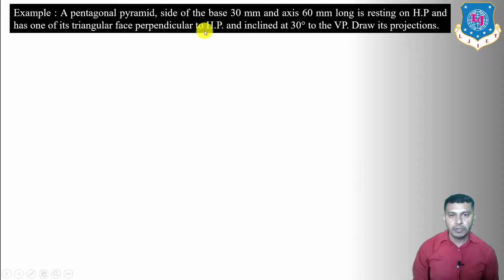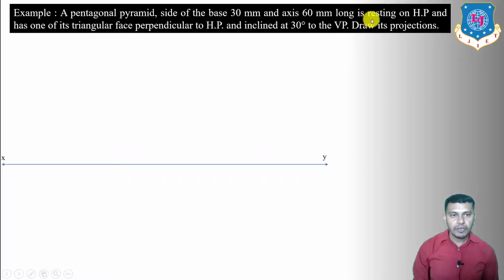So first of all, draw the XY reference line, and as we are going to use the first angle projection method, the plane below the XY reference line will be the horizontal plane and the plane above the XY reference line will be the vertical plane, and we will draw the top view below the XY reference line and front view above the XY reference line.